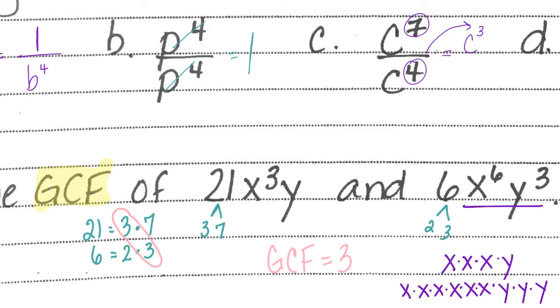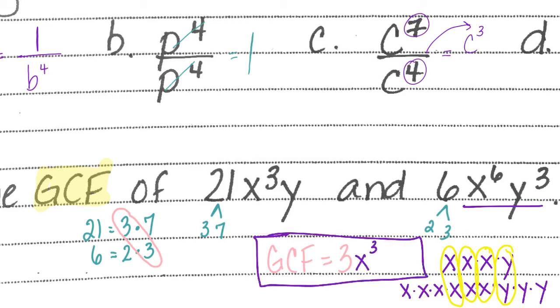So let's do what we did and let's circle what's in common. I have 3 x's in common and 1 y. So I know the GCF is right here. And since I have 3 x's in common and 1 y, the GCF is 3x to the third y.